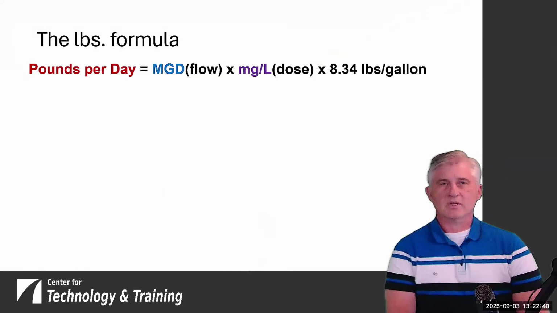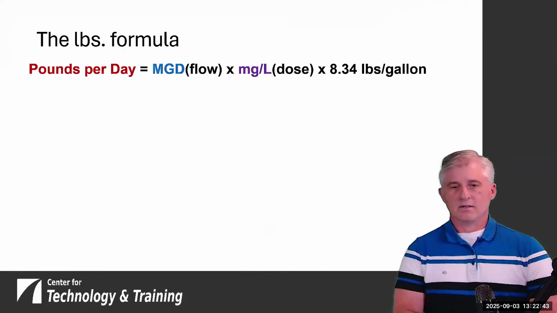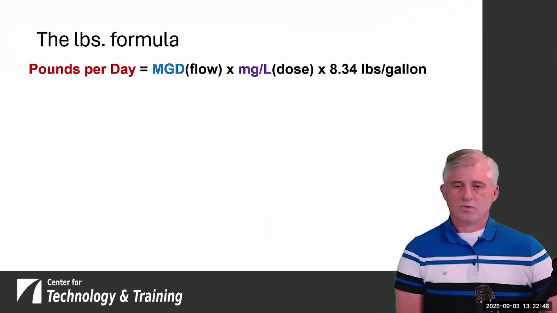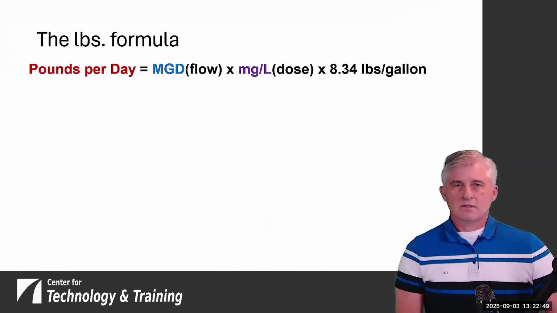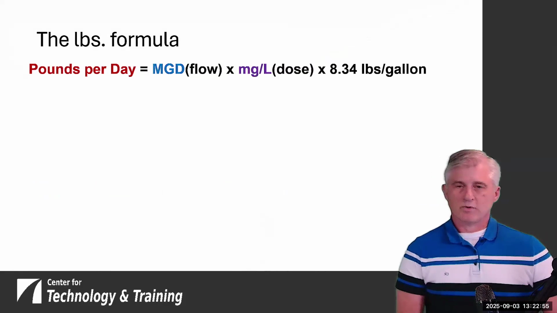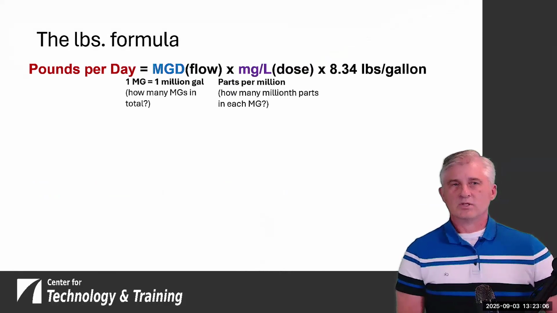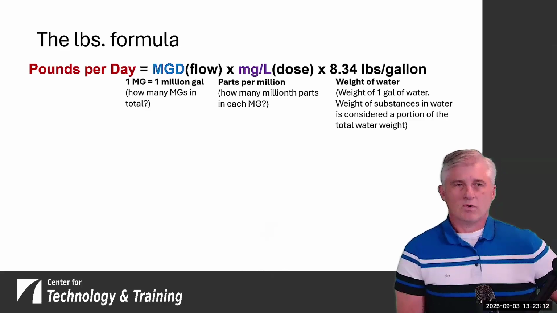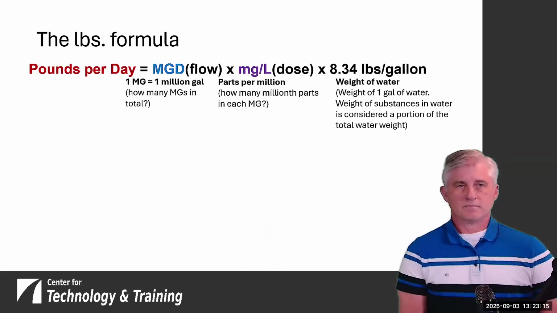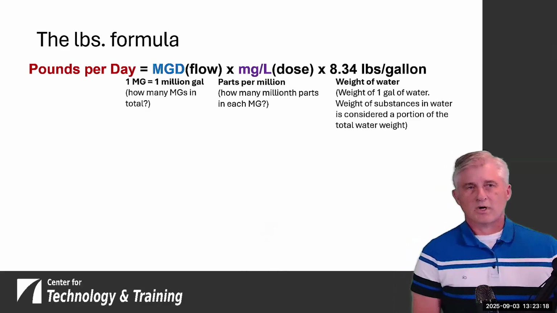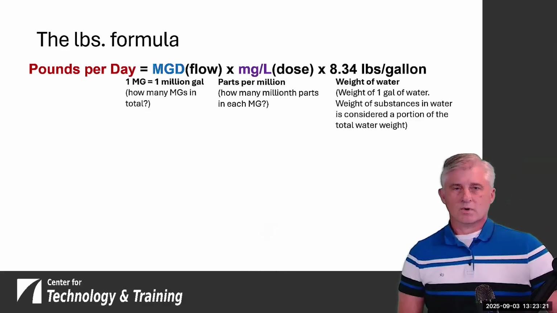So the pounds formula is an important formula in all sorts of dosing for water treatment. That formula, pounds per day equals flow times dose times the 8.34 pounds per gallon. Flow: how many million gallons total? Parts per million: how many millionth parts in each 1,000,000 gallons? And then the weight of water. Weight of substances in water is considered a portion of the total weight of the water.